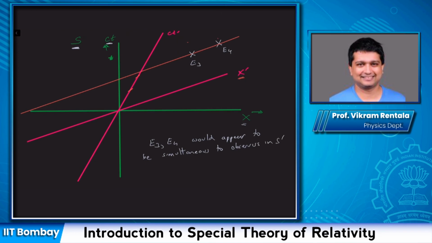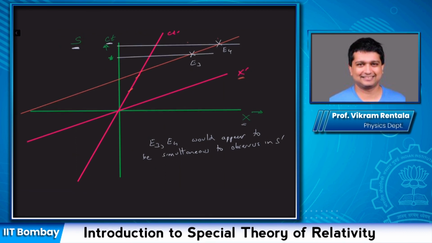But now, what would an observer in frame S conclude about events E3 and E4? Well, that's easy to see. What we do is, again, draw grid lines which are parallel to the x-axis, which pass through the points E3 and E4.